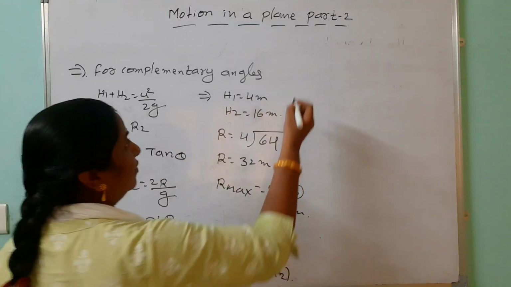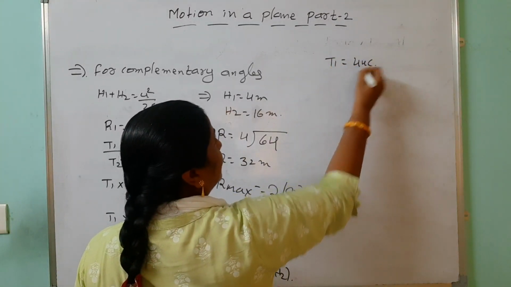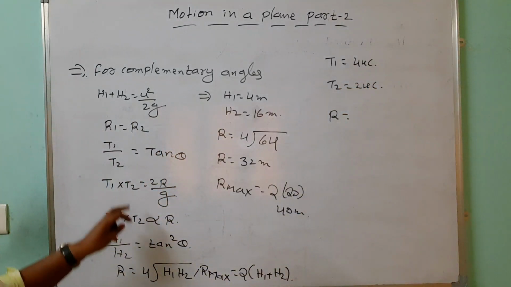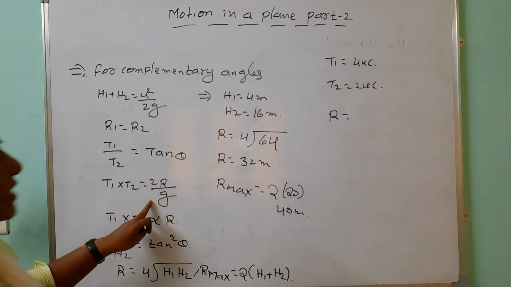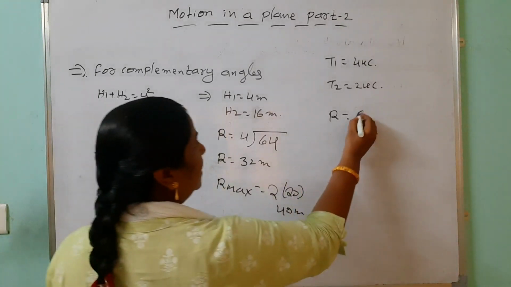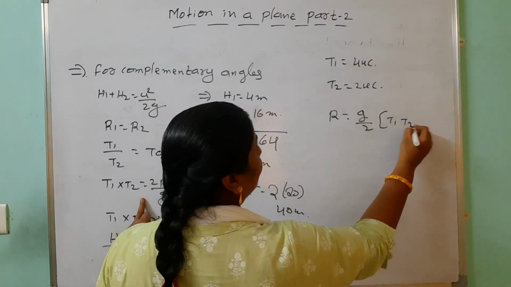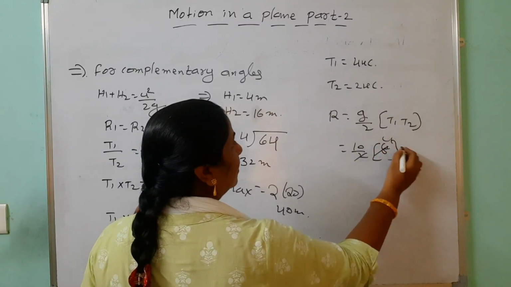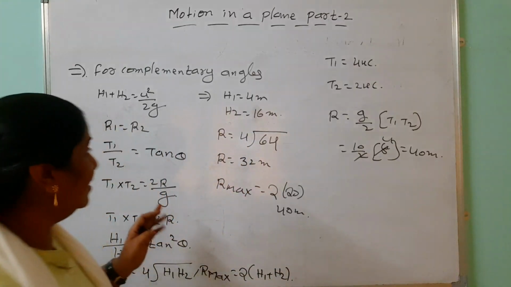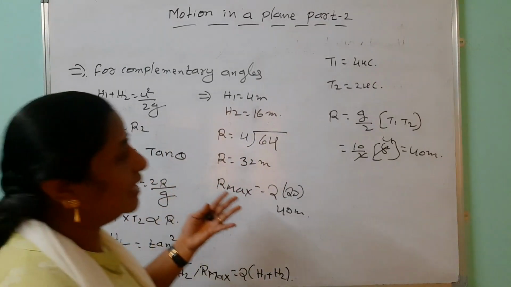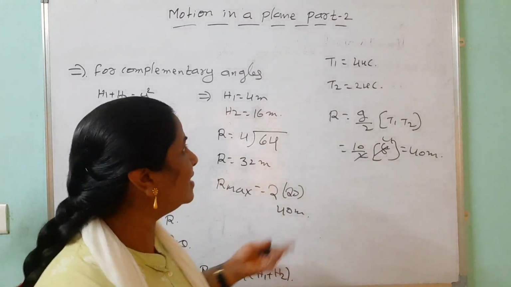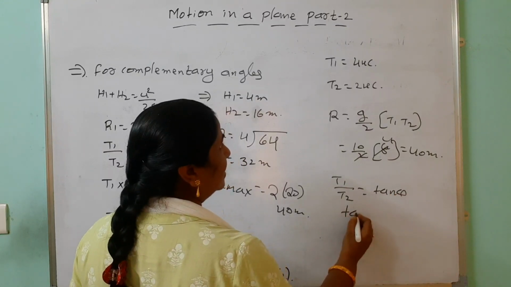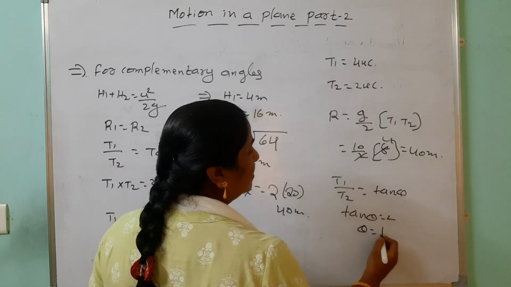Suppose you know that time of flights t1 equals 4 seconds, t2 equals 2 seconds. With the help of this we can find out the range also. What is the formula for range here? You know that t1 into t2 equals 2r by g. R equals g by 2 into t1 into t2. So 10 by 2 into 8. Our answer is 40 meters. When you know t1 and t2, sometimes they ask what is the angle. For this, t1 by t2 is tan theta. So tan theta equals 2, theta equals tan inverse of 2.